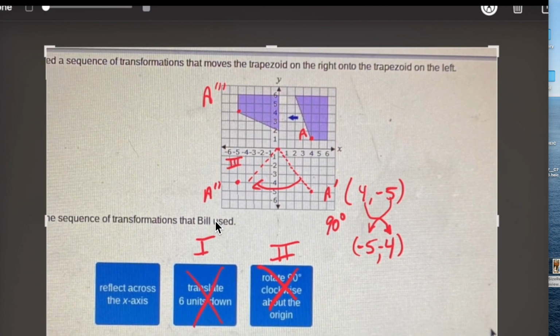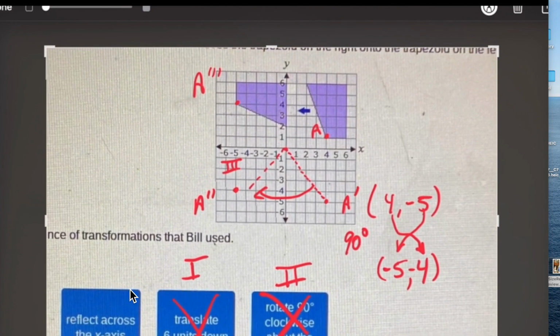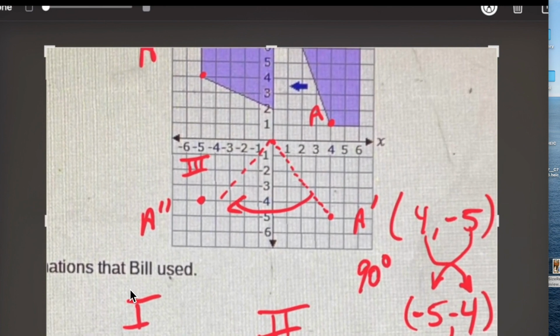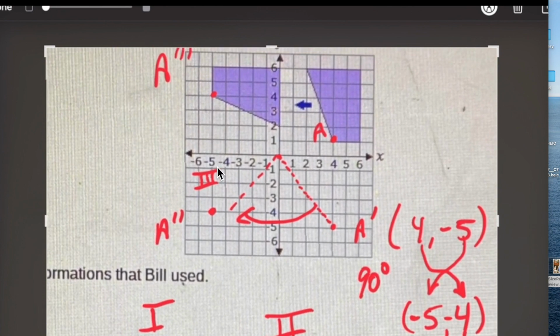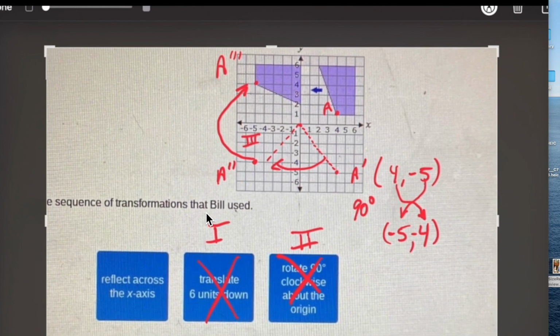The only thing that's left now is to reflect it across the x-axis, and we see that A triple prime has the same x coordinate and the opposite y coordinate, which is what happens when you reflect over the x-axis, and that'll take us right to our destination. So our final sequence is going to be translate 6 units down, rotate 90 degrees clockwise, and then reflect across the x-axis.